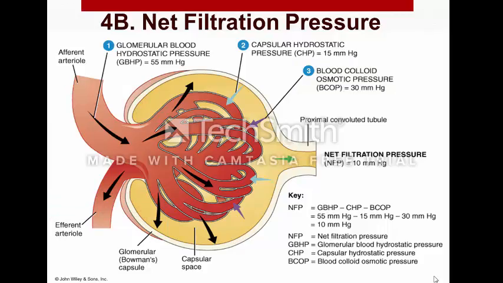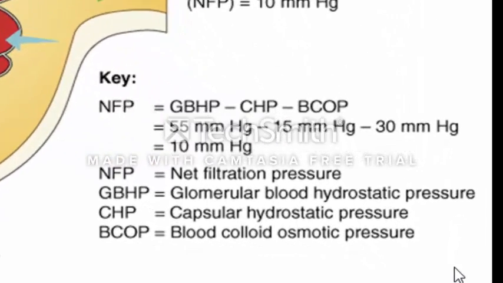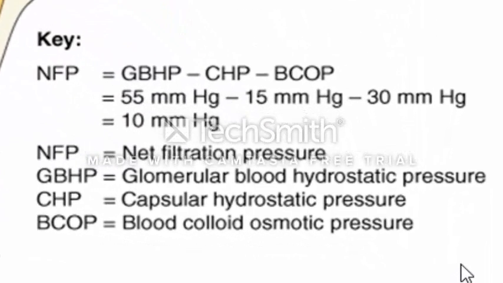So net filtration pressure, i.e. the total pressure promoting filtration, is equal to glomerular blood hydrostatic pressure minus capsular hydrostatic pressure minus blood colloid osmotic pressure.